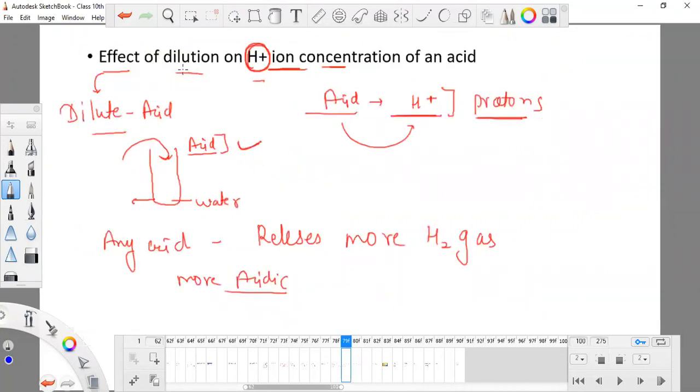So when you dilute any acid, the concentration of H plus ions will decrease. When you keep adding water to an acid and keep diluting, the concentration of H plus ions decreases. If you continuously add water, a time will come when this acid will not be considered an acid, because there is a negligible concentration of H plus ions.